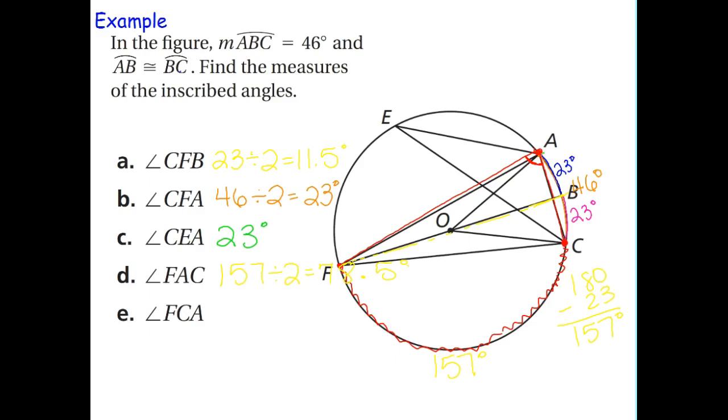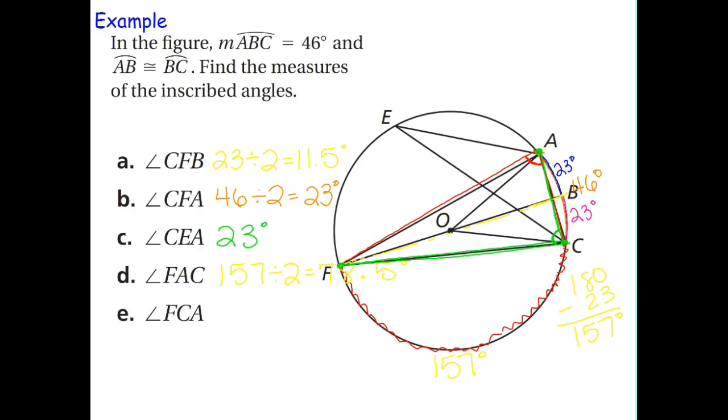All right, the last one is very similar. We're looking for FCA. FCA starts at F and goes over to C. Let's do green. It starts at F, goes over to C, and then back up to A. So we're looking at this angle that's outlined in green here, this angle right here.